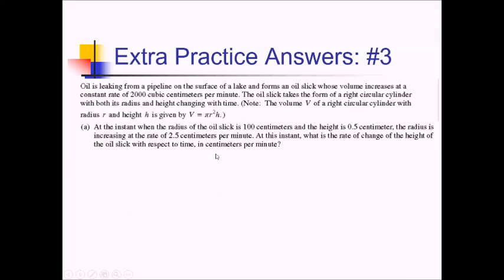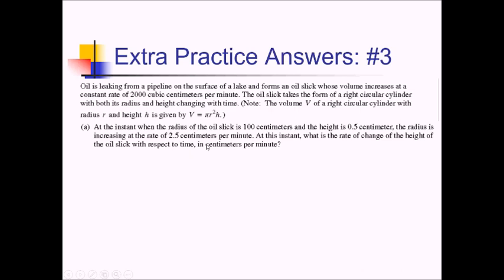For this problem, we have a little bit of a backstory. This is a part of a free response here. We have some oil leaking from a pipeline on the surface of a lake, and this makes an oil slick whose volume is increasing at this constant rate, 2,000 cubic centimeters per minute. And this oil slick, it's kind of interesting. It takes the form of a right circular cylinder, and both the radius and the height are changing with respect to time. They also gave us the formula for the volume of a right circular cylinder, so this is probably going to be useful in a minute.